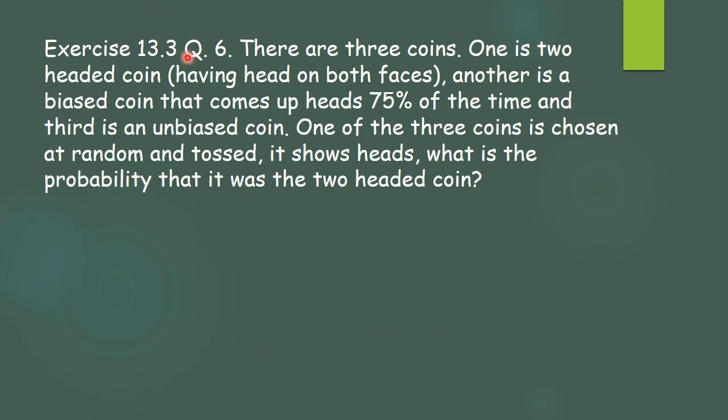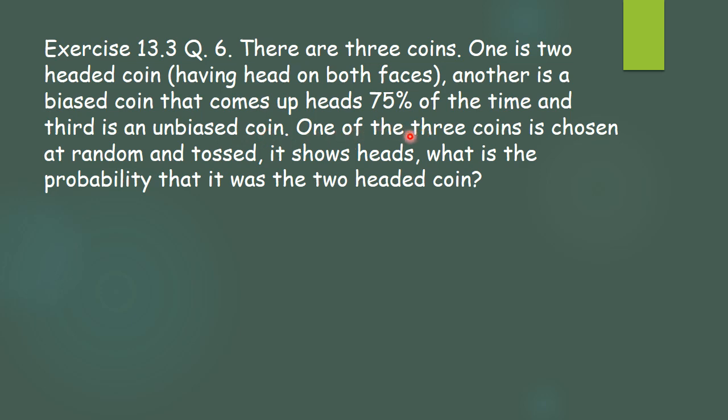Now we are going to start with question number 6. The question is: there are 3 coins. One is a two-headed coin, meaning a head on both faces. Another coin is a biased coin in which 75% head comes up. And the third coin is an unbiased coin.